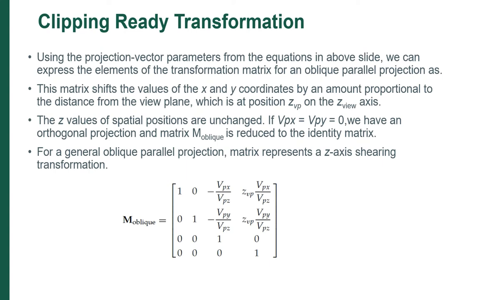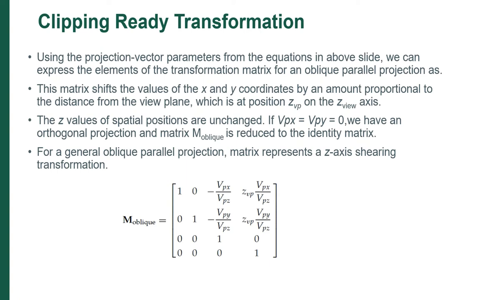So we need some transformation. For this, using the projection vector parameters from the equations in the previous slide, we can express the elements of the transformation matrix for this parallel projection. This matrix shifts the values of the x and y coordinates by an amount proportional to the distance from the view plane, which is at a position zvp on the zv axis. The z values of the spatial positions are unchanged. If vpx is equal to vpy equal to 0, we're talking about an orthogonal projection, and the oblique matrix is reduced to an identity matrix. Here we can see the identity matrix.